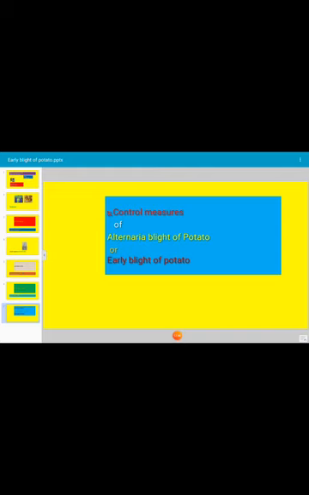Rotation of the crop: this year you have sown potato, next year you have to alternate the crop with another crop. You have to sow jowar or other crops in the same field. This is crop rotation. And field sanitation. What is field sanitation? Before sowing of the crop, you have to collect all the plant debris of the initial crop and burn it away from the field. This method is field sanitation, and this also reduces disease intensity in the field.